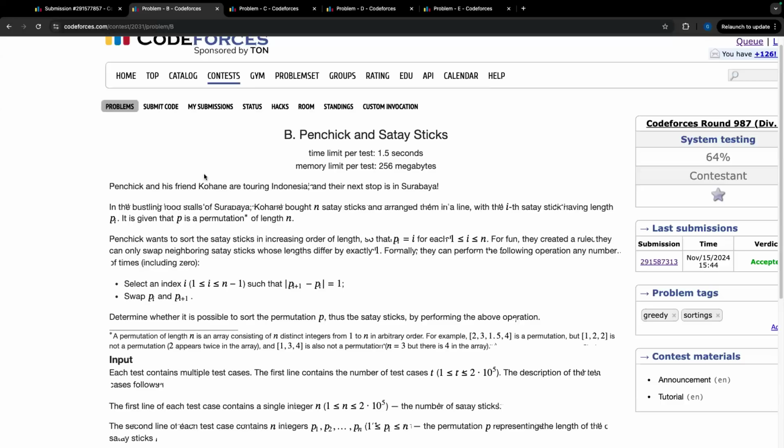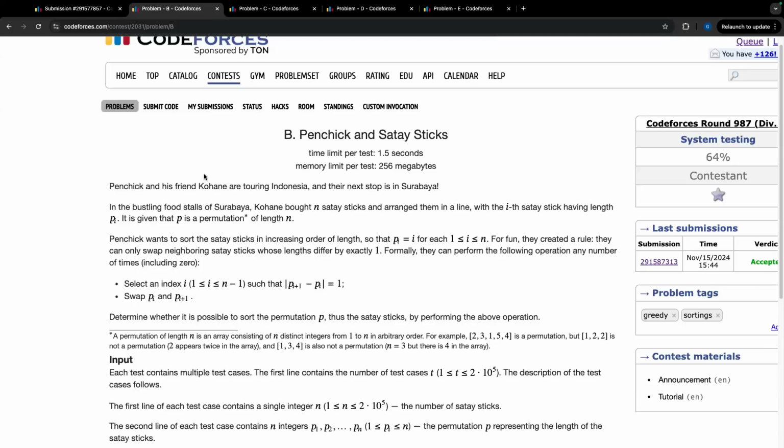And for sorting this, guys, what can we do? We can select an index such that the absolute value of p(i+1) minus p(i) is equal to 1. What does this mean? If the absolute difference between the two elements is equal to 1, let's say the current element is 3. So if the previous element is 4 or previous element is 2, then we can swap them. Okay. We need to find if it is possible to sort the permutation P. Basically, using these constraints, are we able to sort these elements or not?